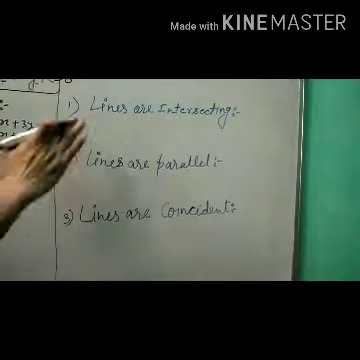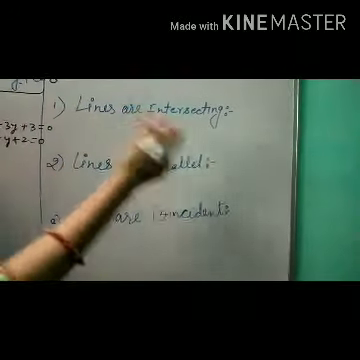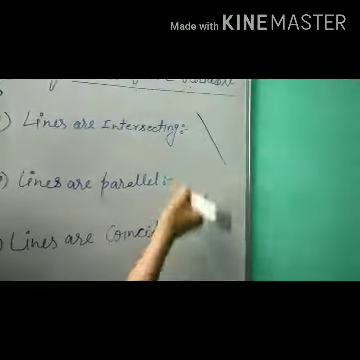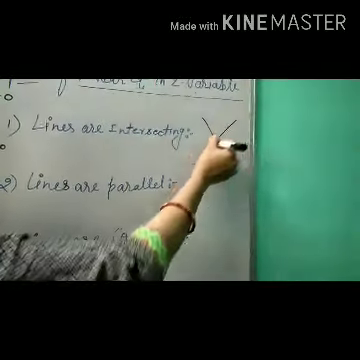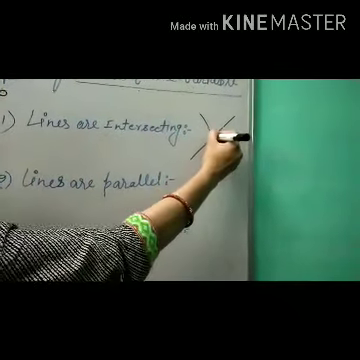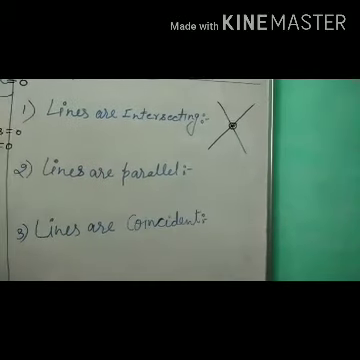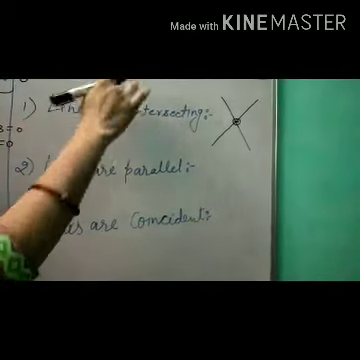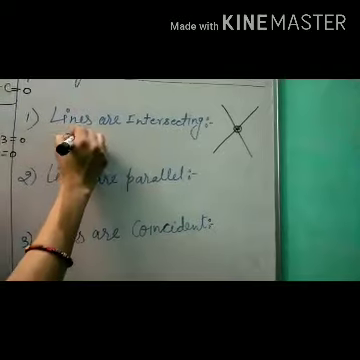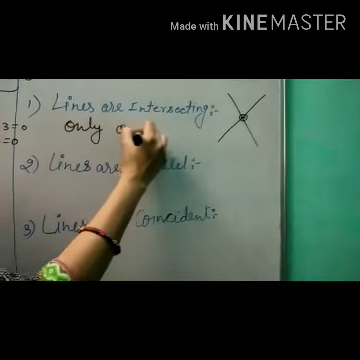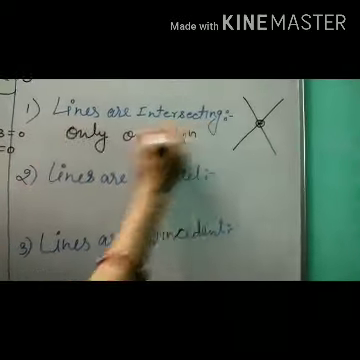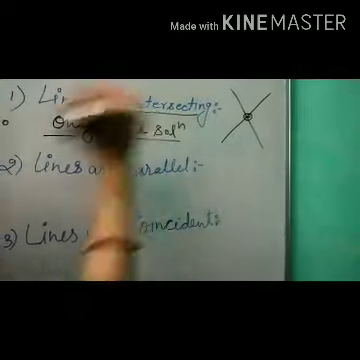Lines are intersecting means if we draw the graph and both lines intersect each other at a particular point, this point is known as the solution of both the equations. In this case, the pair of linear equations has one and only one solution in the case of intersecting.